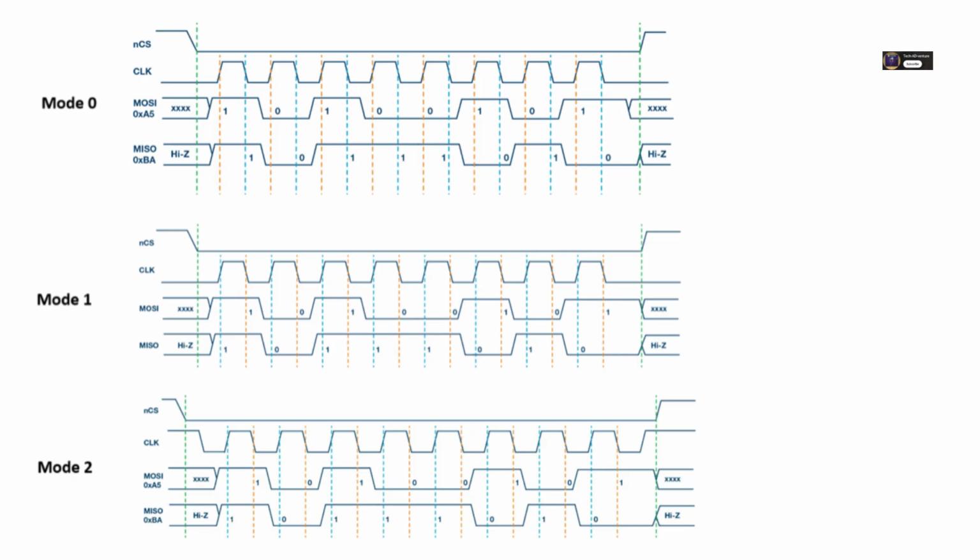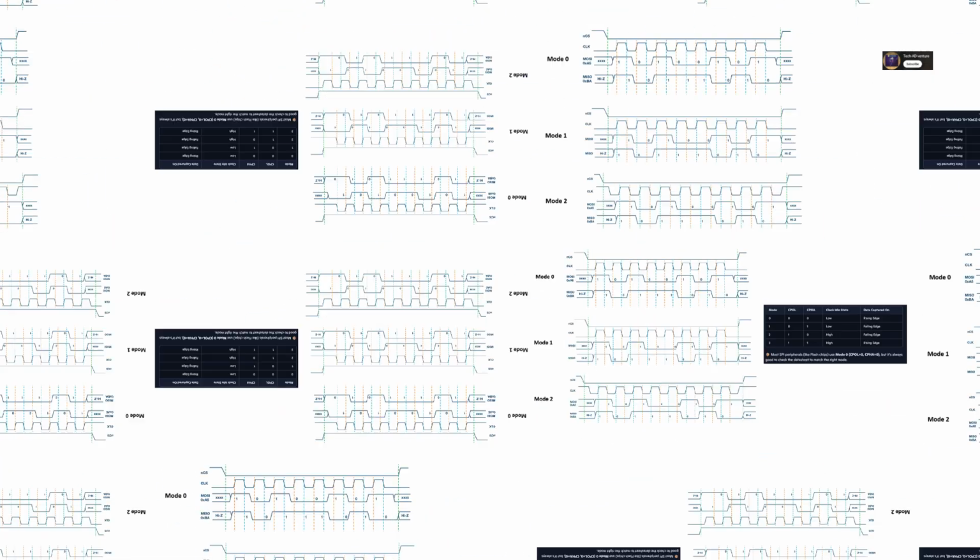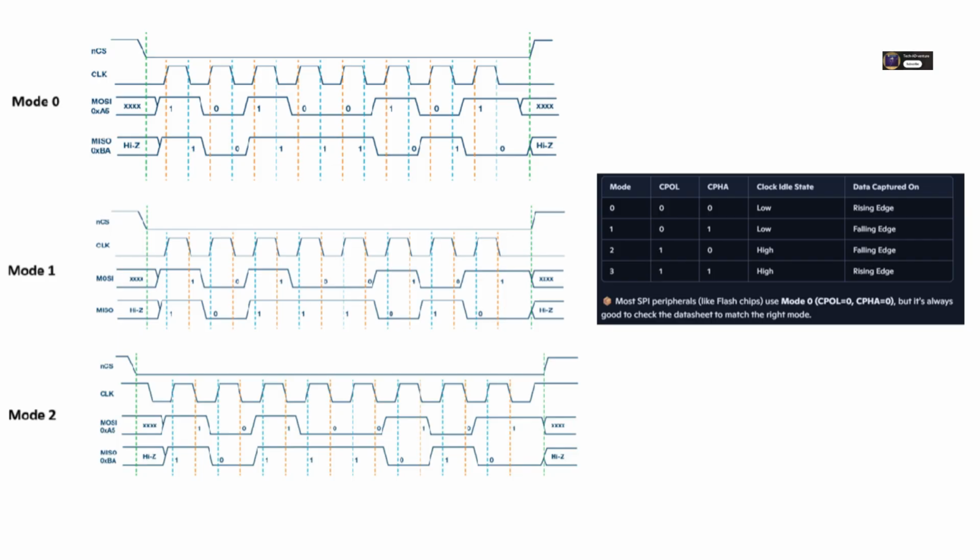Exactly. And these two settings combine to give us the 4 possible SPI modes. Mode 0, CPOL 0, CPHA 0, idle low, sample on first rising edge. Mode 1, CPOL 0, CPHA 1, idle low, sample on second falling edge. Mode 2, CPOL 1, CPHA 1, idle high, sample on second rising edge.